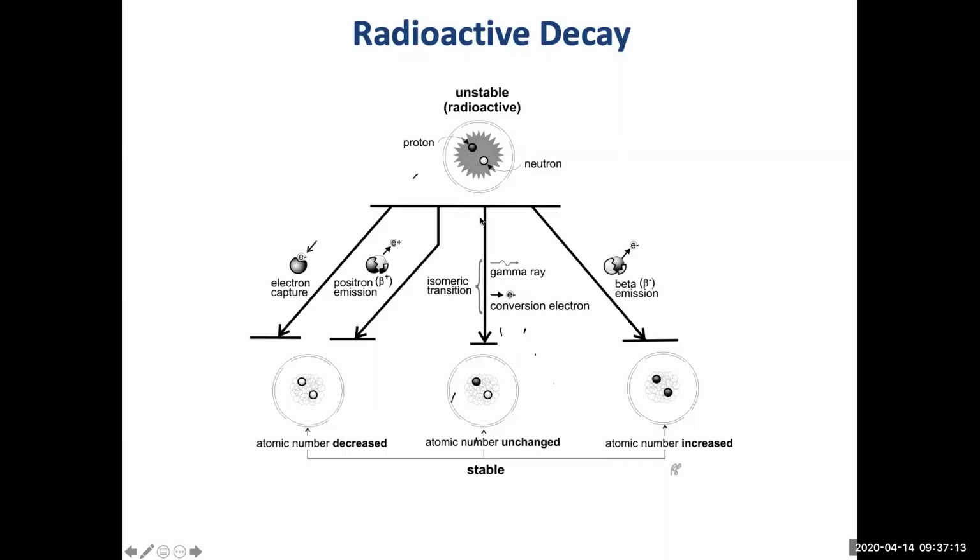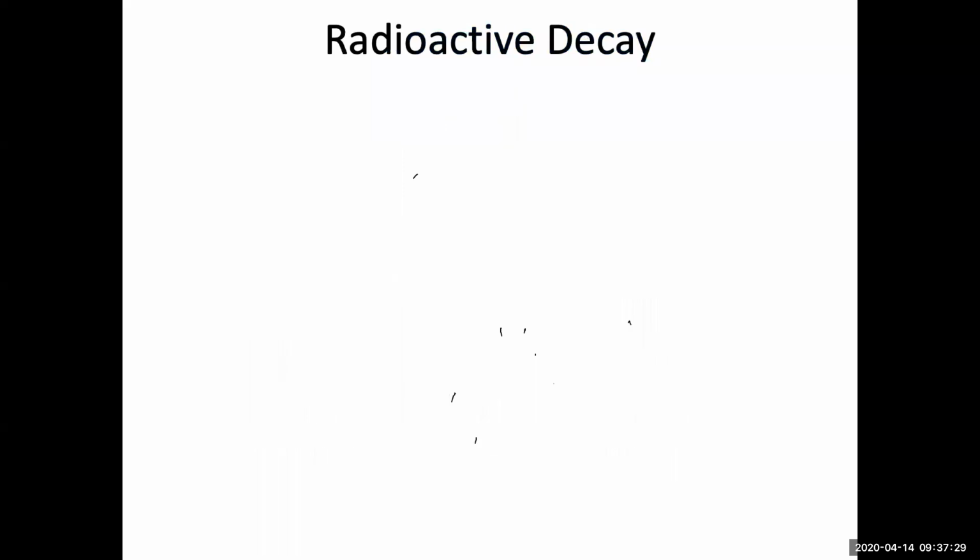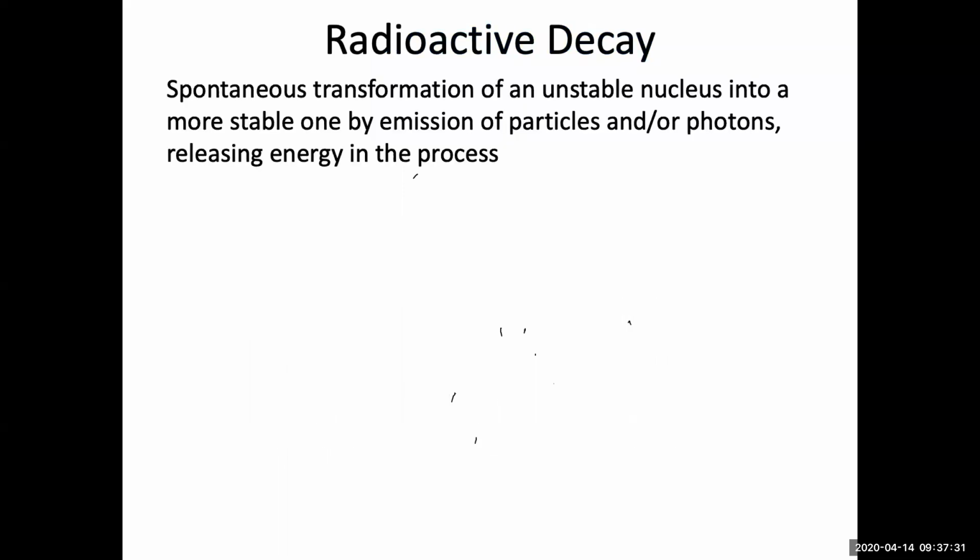So there are different decay modes, as we can see here. In different decay modes, either the atomic number decreases, or increases, or does not change at all, in the case of isomeric transition. We will go one by one and explain in more detail. Radioactive decay is a spontaneous transformation of an unstable nucleus into a more stable one by emission of particles or photons, releasing energy in the process.